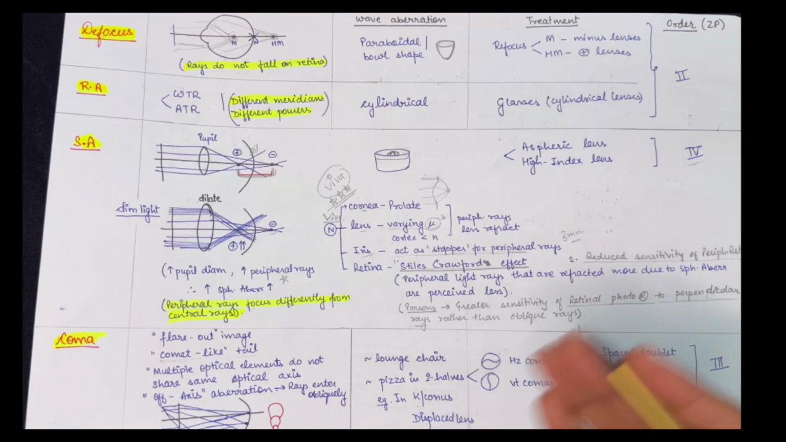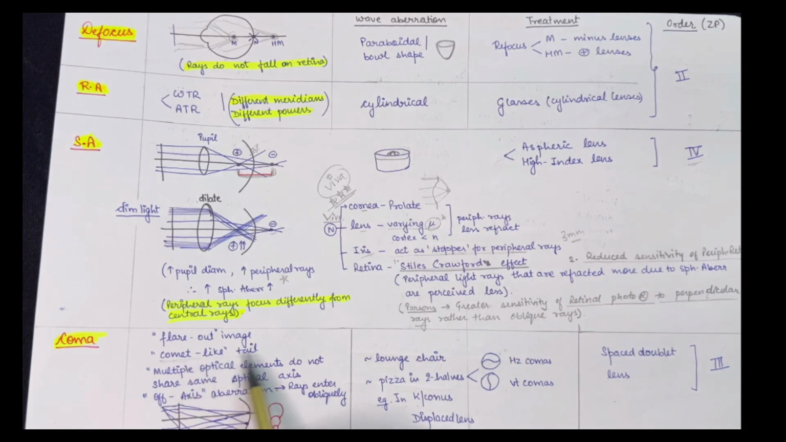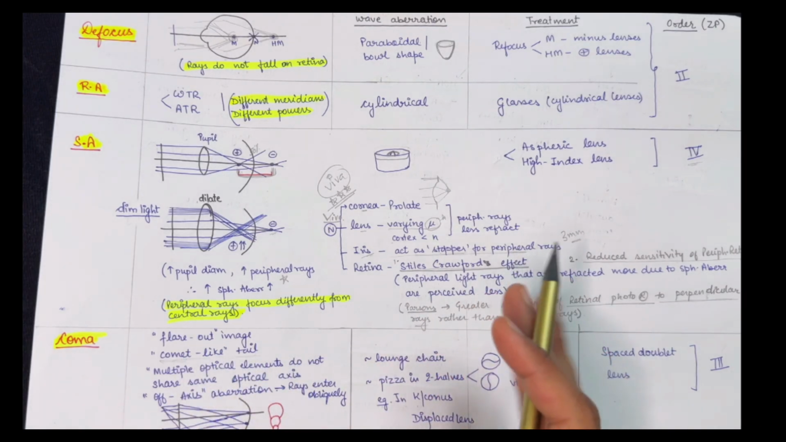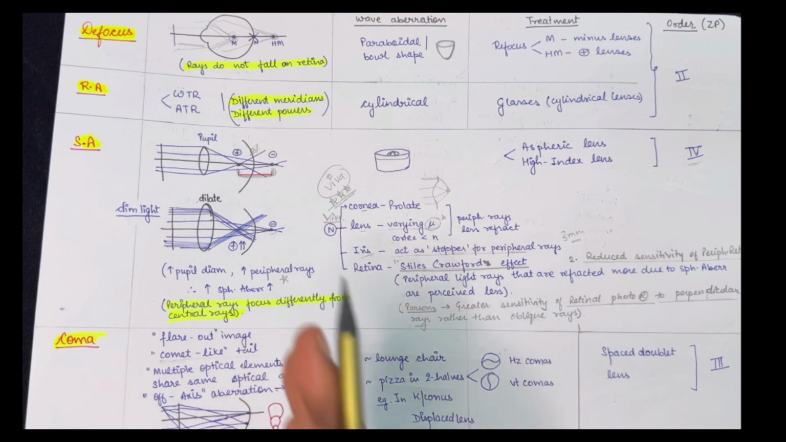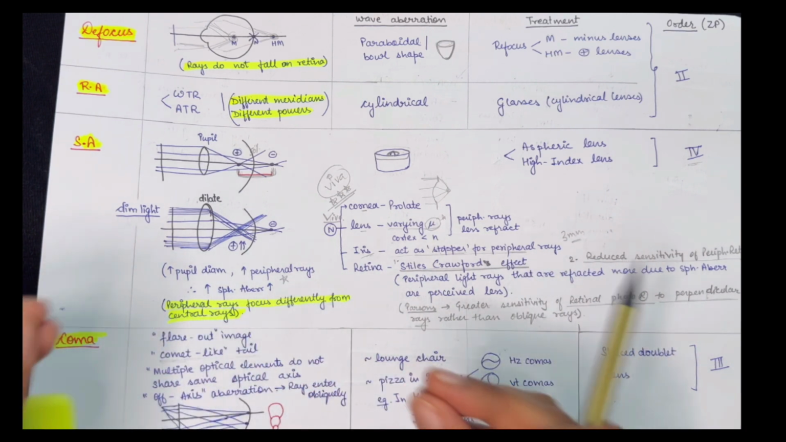Comet like tail or tail like comet? क्या लिखना है? अच्छा वो देख लेना, ठीक है. Mainly you need to remember that this is off axis aberrations and a comet shaped image is formed.